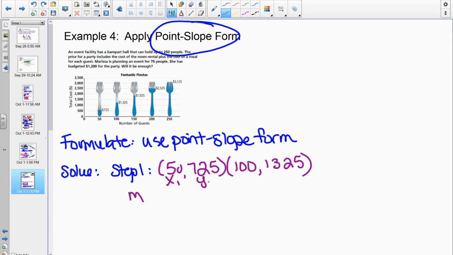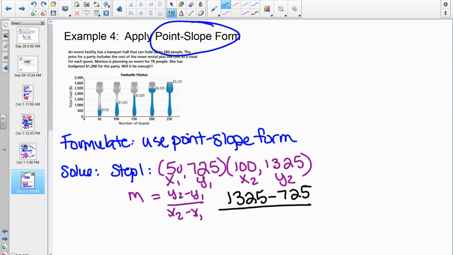So x1, y1, x2, y2. So it's y2 minus y1 over x2 minus x1. So plug in what we know. Y2 is 1,325. We're going to subtract that from y1, which is 725, and we're going to put that over x2, which is 100, and we're going to subtract x1, which is 50. So 1,325 minus 725 is 600, and 100 minus 50 is 50. So 600 divided by 50 goes in 12.